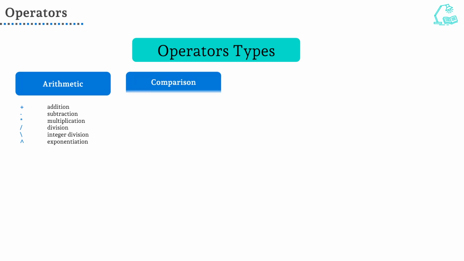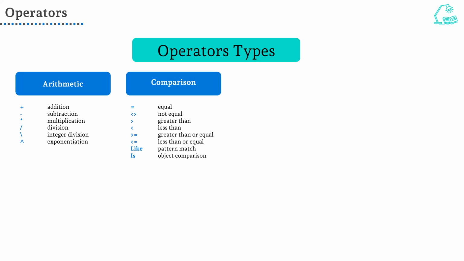Next, we look at comparison operators, which are used to compare two values. These operators check whether something is equal, greater, smaller, or different. They also include special operators like Like for pattern matching or Is for object comparison in VBA. Comparison results always evaluate to true or false, which makes them extremely useful in conditional formulas and logical tests.